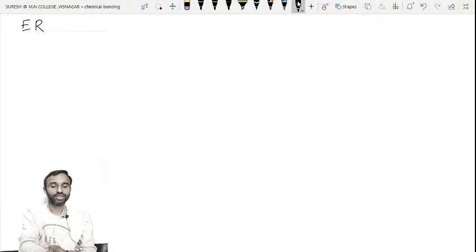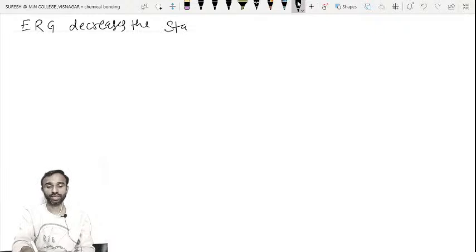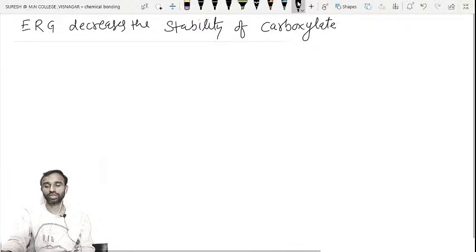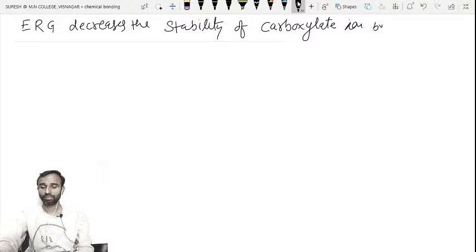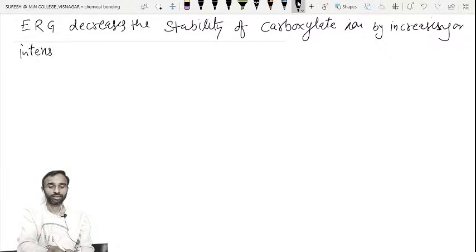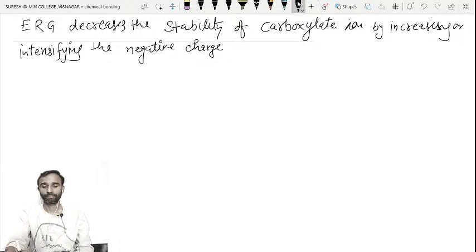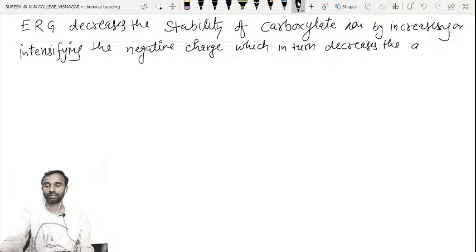Electron releasing groups decrease the stability of carboxylate ions by increasing or intensifying the negative charge, which in turn decreases the acidic strength.